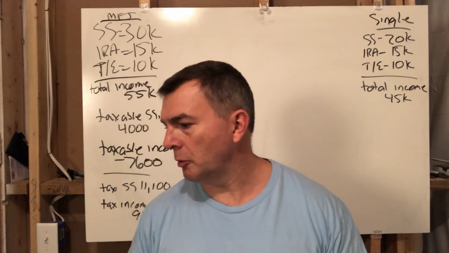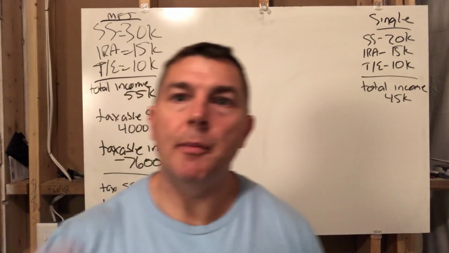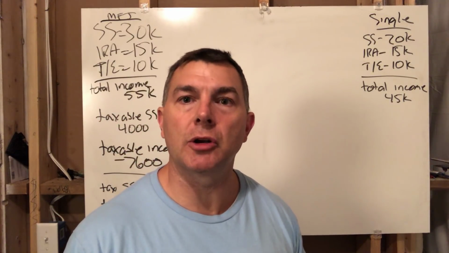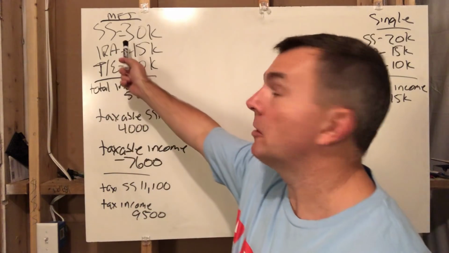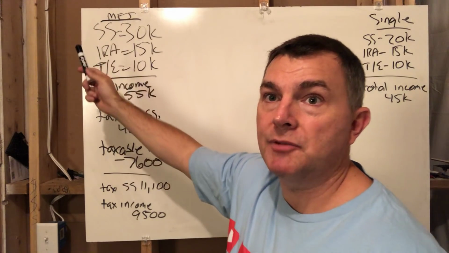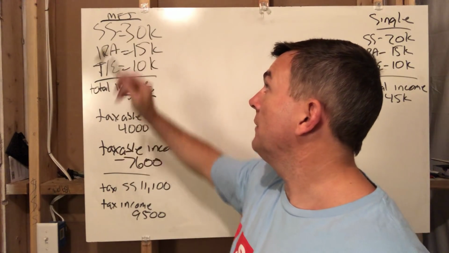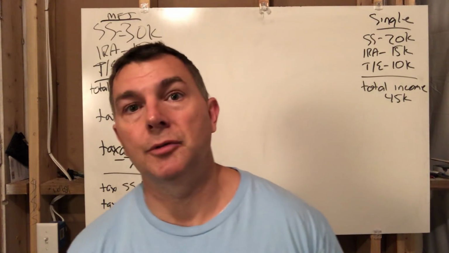All right, so the first thing we've got to figure out is our provisional income, which tells us how much of our Social Security benefit is subject to taxation. Remember, before, when they're married filing jointly, that's what MFJ stands for, they had $30,000 of Social Security, $15,000 of IRA, and $10,000 of tax-exempt interest.